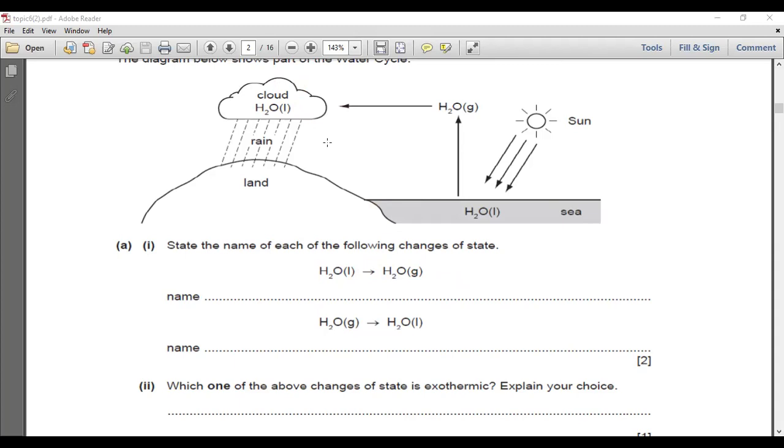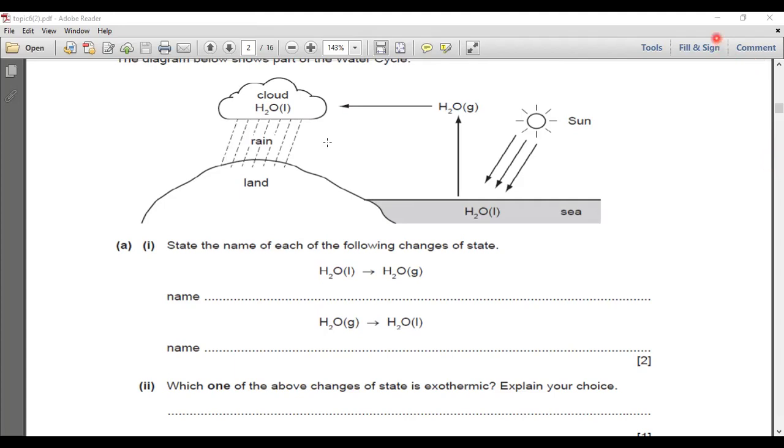Evaporation, condensation. Excellent Mazen, bravo. Excellent Mazen, bravo Amin. Okay, Kausar, that's okay, bravo. Abdullah, yes. Ahmed.